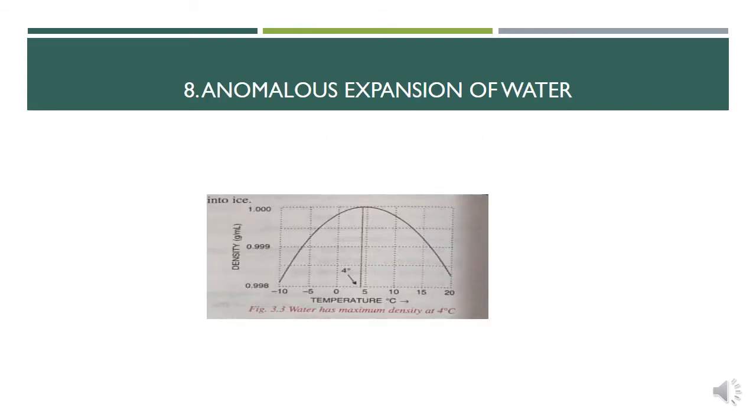All liquids, when they start to cool down, shrink in size. Size will decrease. Water also shrinks in size up to 4 degrees centigrade. But at 4 degrees centigrade, it starts to expand. Its density decreases. We can say at 4 degrees centigrade, water has maximum density. And it keeps expanding in size up to 0 degrees centigrade, until it is converted into ice. This is an enormous expansion of water.